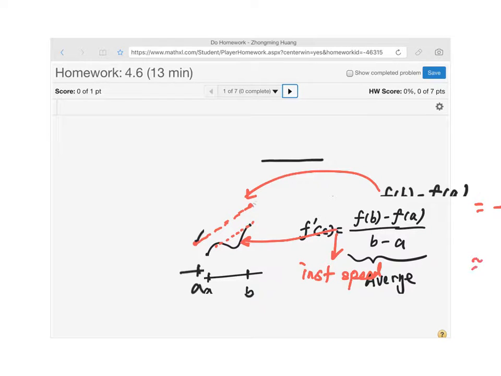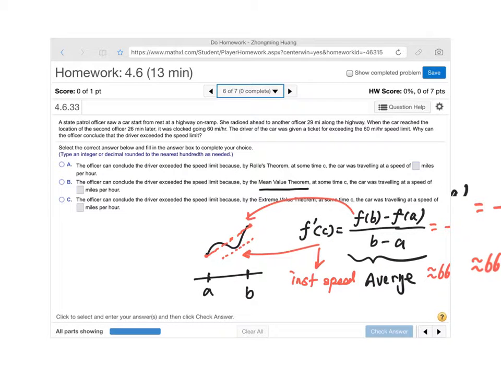So I got 66.923, so that's about that. So I'm going to type that in. I should choose B, because the mean value theorem is what we use. And the miles per hour after my calculation is 66.92.